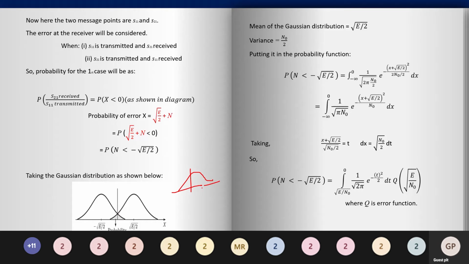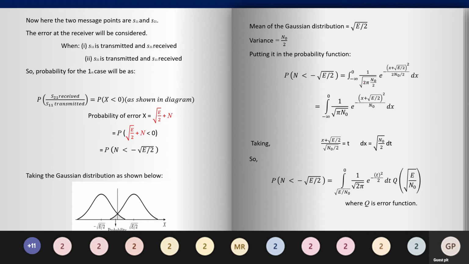If an error occurs, as you can see, there is an overlap between those two waveforms. This is called the probability of error, and that is what we're going to calculate. The mean of the Gaussian distribution is root E by 2, and the variance will be N naught by 2. The probability distribution function equation we already know.